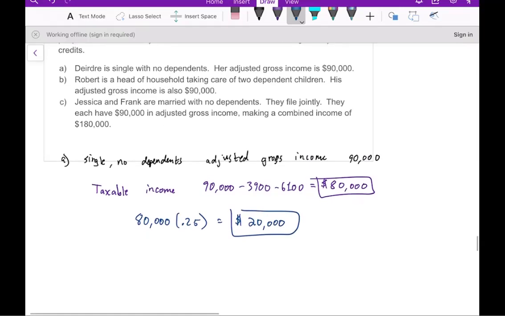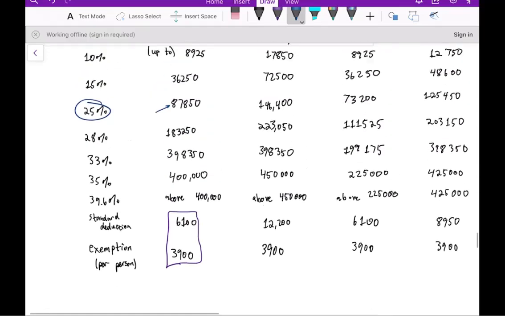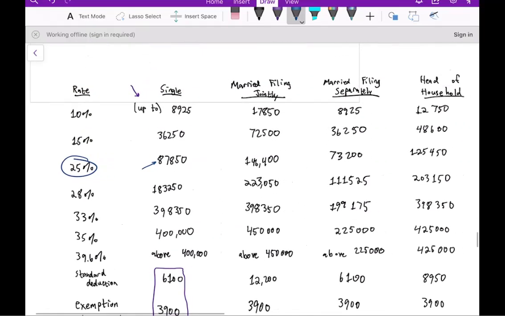Okay, let's go ahead and look at part B. Now, Robert is a head of household taking care of 2 dependent children. His adjusted gross income is also $90,000. So here we have $90,000, but now it's head of household, and we also have 2 dependents. So let's go to head of household, which is this last category.